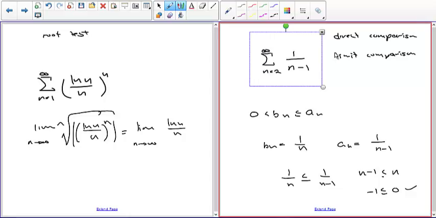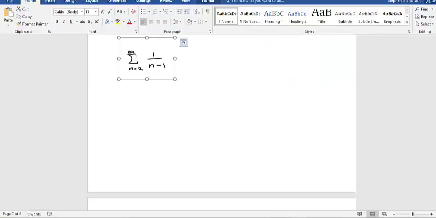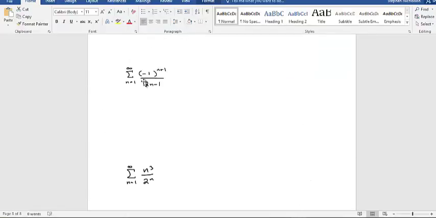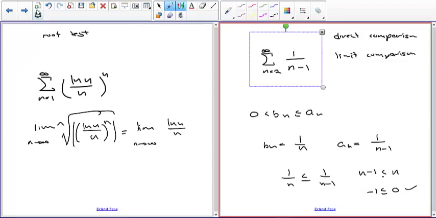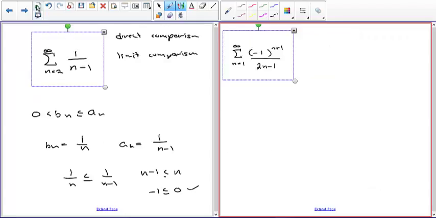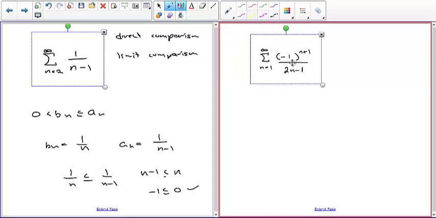Either way, they both tell you it diverges. Okay, let's move on here. Here we go. This one should be easy because it has this -1 in front of it, which makes it what kind of a series?